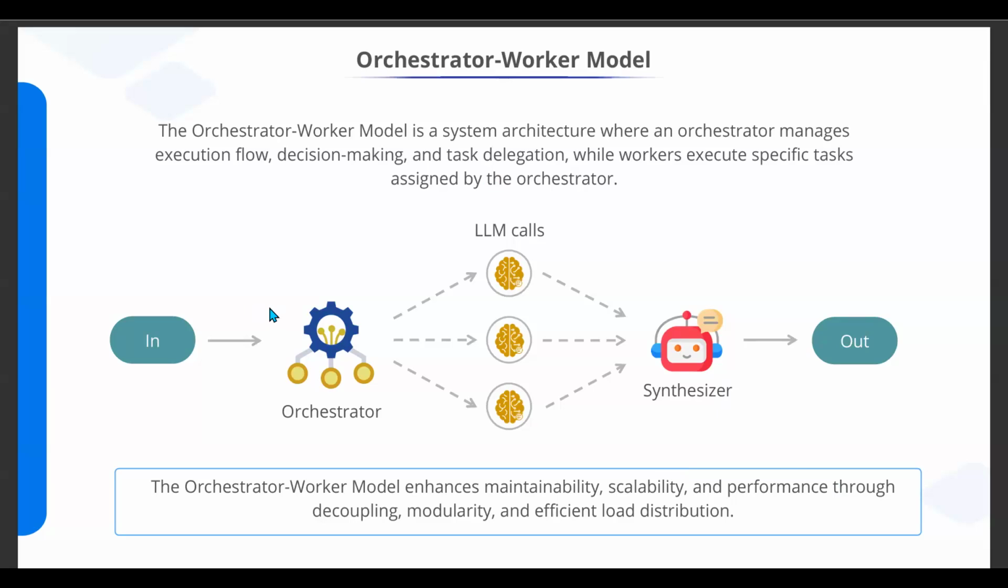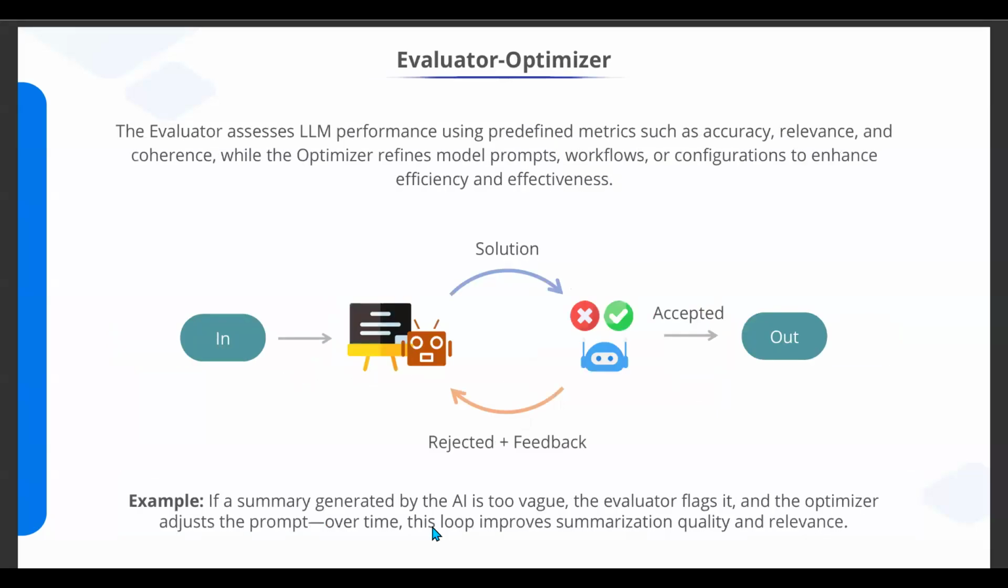The orchestrator-worker model enhances maintainability, scalability, and performance through decoupling, modularity, and efficient load distribution. Here, we have the evaluator-optimizer model. We have two roles here, evaluator and optimizer. The evaluator assesses LLM performance using predefined metrics such as accuracy, relevance, and coherence, while the optimizer refines model prompts, worker flows, or configurations to enhance efficiency and effectiveness.